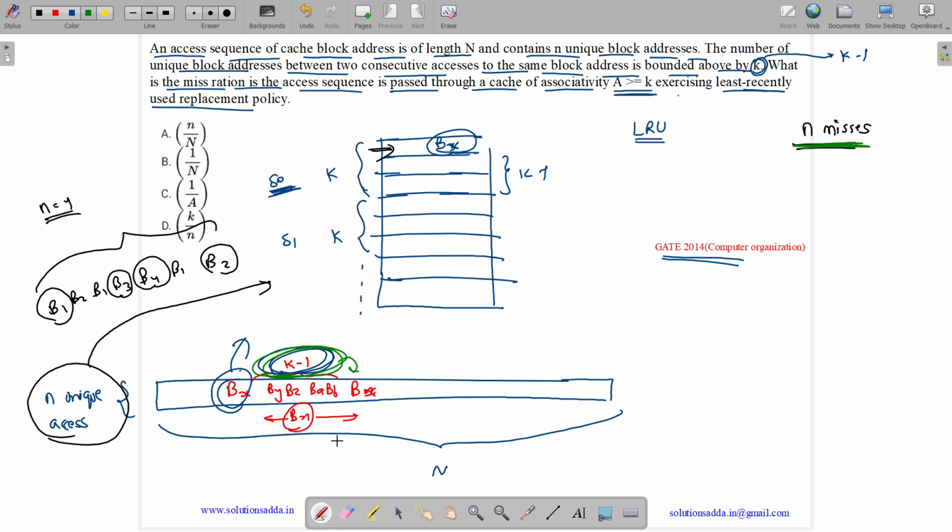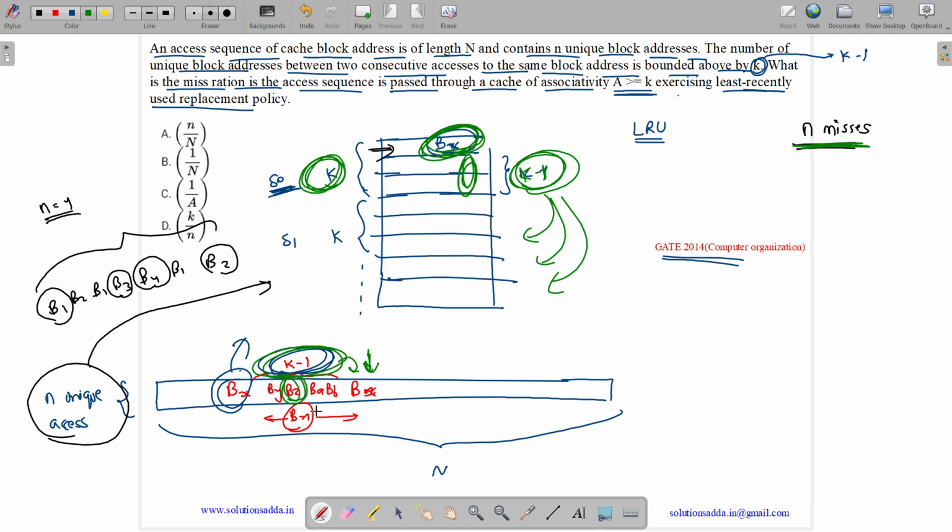Now let us say bx comes. If bx comes, we can see that bx is already present. So what happens if we have a cache associativity k and we can have k minus 1 unique block addresses between the same block address, then all of them can be accommodated in the same place in the worst case. In the best case, it is possible that some of these k minus 1 will go over here, and still the space will be empty, and the second bx won't cause a miss. And even in the worst case, bx won't cause a miss.